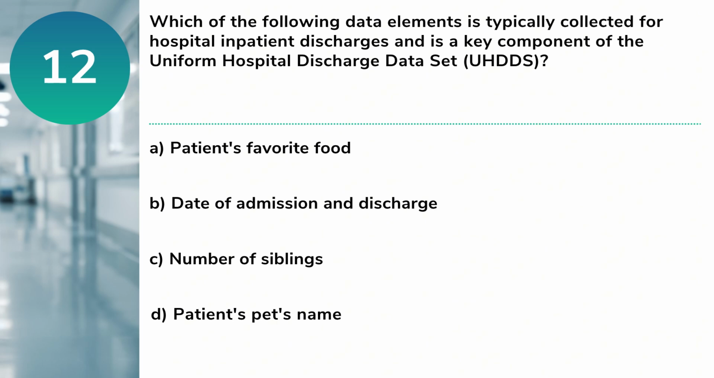Question 12. Which of the following data elements is typically collected for hospital inpatient discharges and is a key component of the Uniform Hospital Discharge Dataset, UHDDS? A. Patient's favorite food. B. Date of admission and discharge. C. Number of siblings. D. Patient's pet's name.